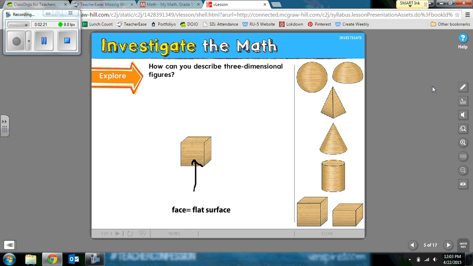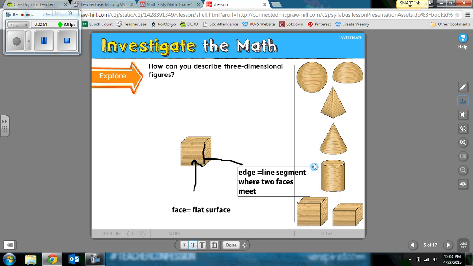Up next, we have edges. Those would be the little corners here. I'm going to try to draw a straight line. Not too straight. This right here would be what we call an edge. An edge is a line segment where two faces meet. So you need to know that that right there is the edge, and that is where two faces meet. We have several different edges here, but it's where two faces meet.